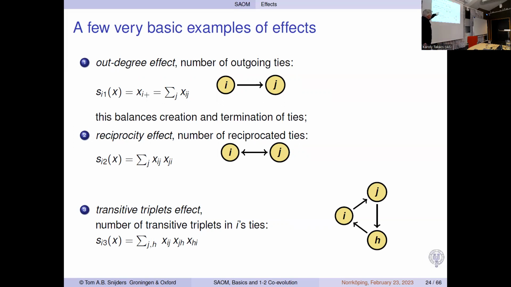Then the second is the reciprocity effect, the number of reciprocated ties. Remember that it is actor-oriented, so the actors make the decision. So this is the out-degree of I, and it's the number of reciprocated ties in which I is involved. And the transitive triplet effect is the number of triplets like this, friends of my friend are my friends, in which actor I is involved.